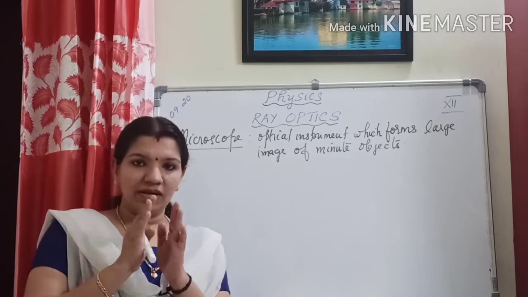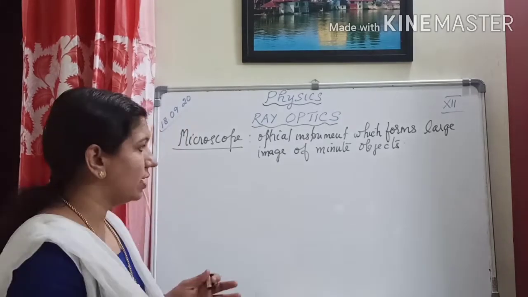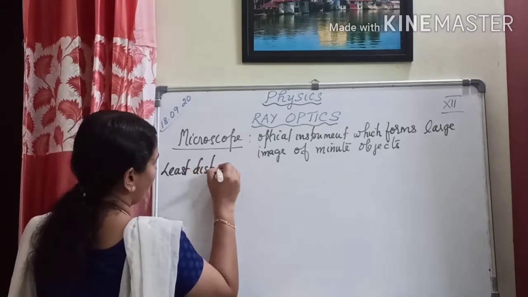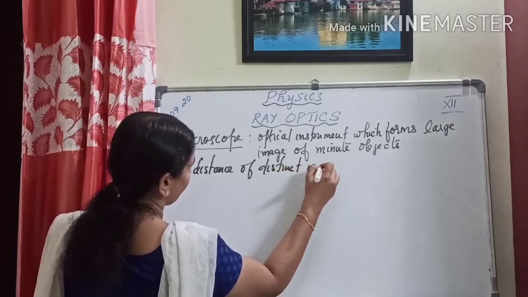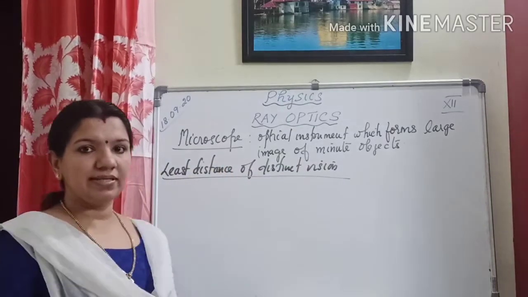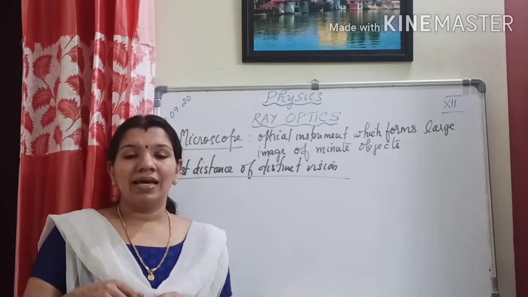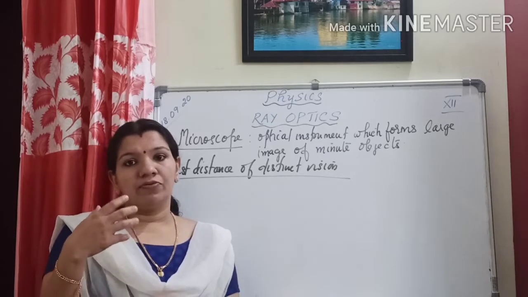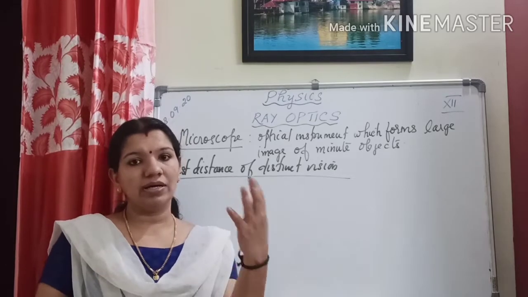Clear? Now this microscope is classified into two. Before that, you already studied a term like least distance of distinct vision. What is this? Least distance of distinct vision. What is that? Distinct means clear vision. As for a normal human being, he has a near point as well as a far point. That is the point up to which a person can view the objects clearly without any strain. That is called near point.